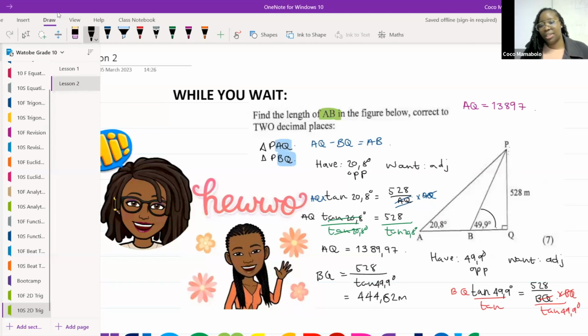Meters. Now that we have AQ and BQ, we can go and subtract them. So we will have 1,389.97 minus 444.62. And my final answer is 945.35 meters. Don't forget the meters. Yes.